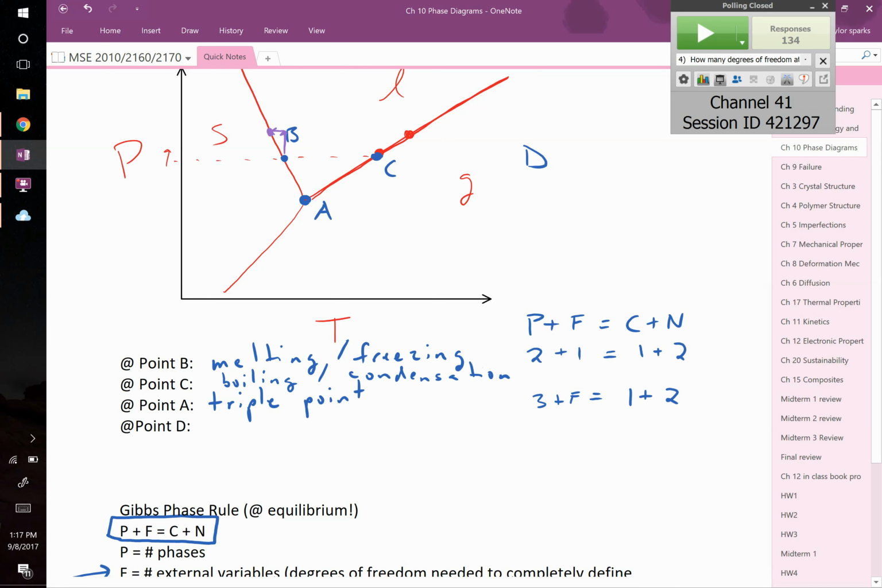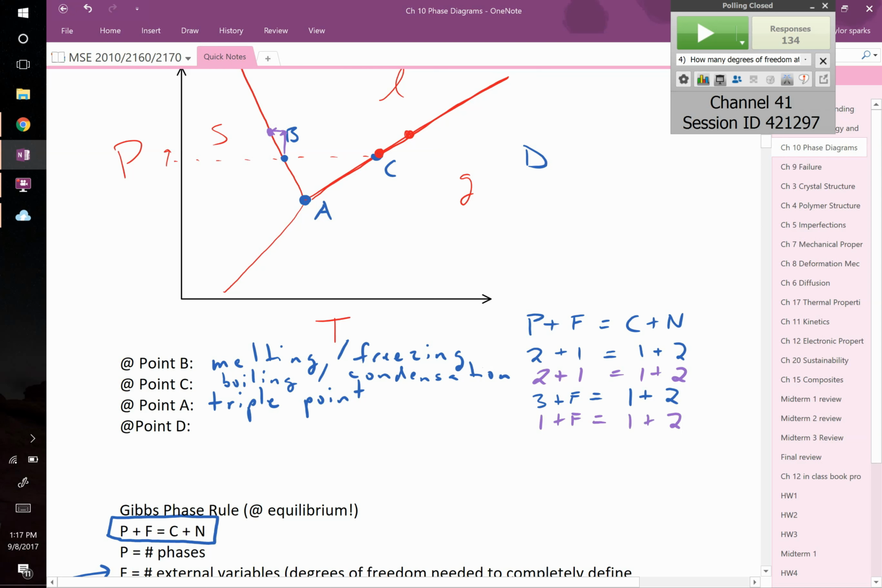Does that make sense? Same thing over here. This is going to be 2 plus 1 equals 1 plus 2. What about point D, though? What's our degrees of freedom at point D? 2 degrees of freedom, right? So again, you've got 1 phase there plus F equals 1 plus 2. So F must be equal to 2 there.